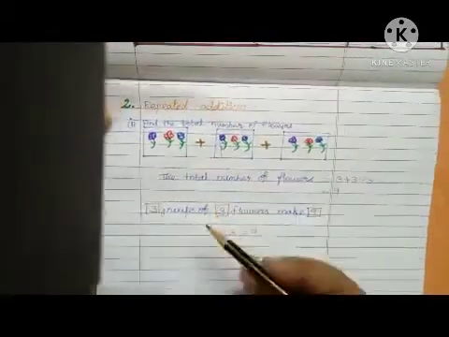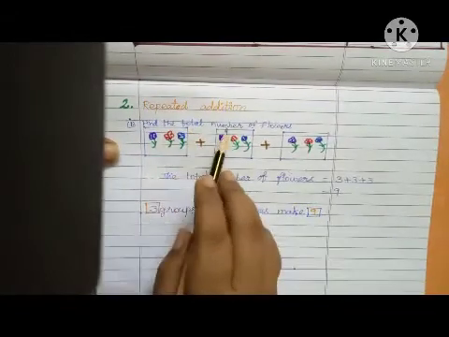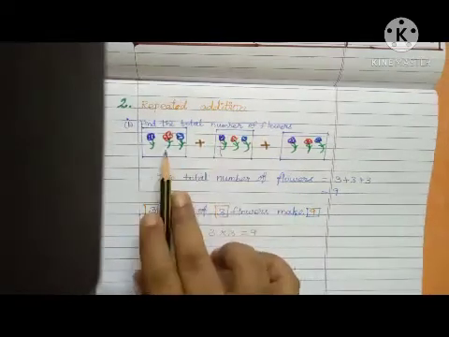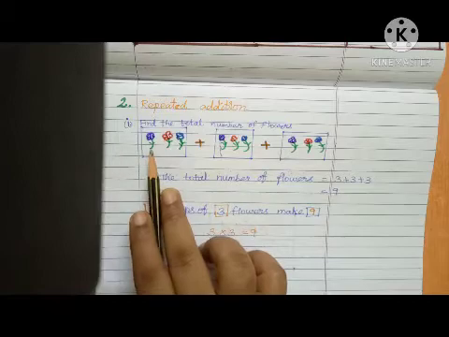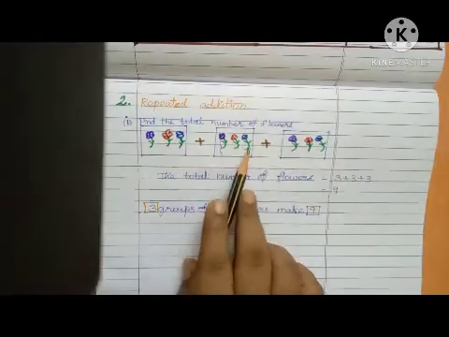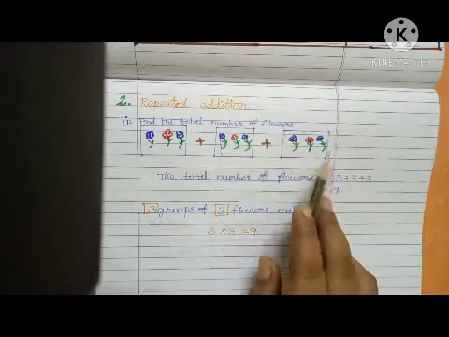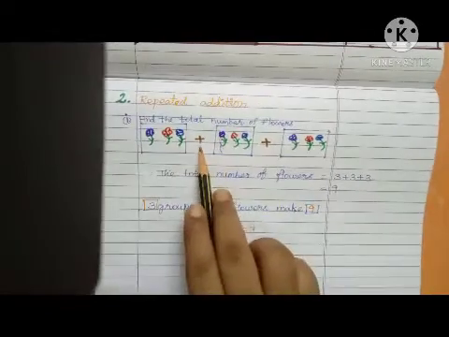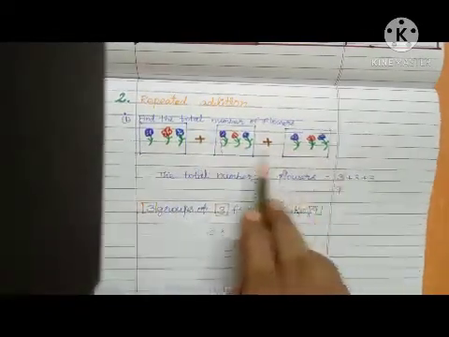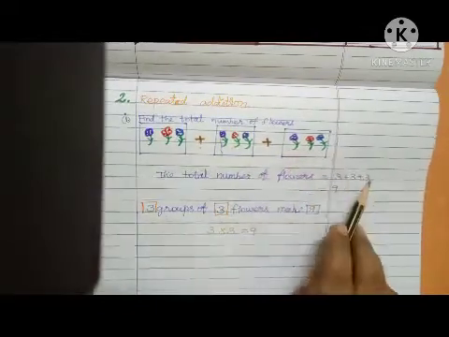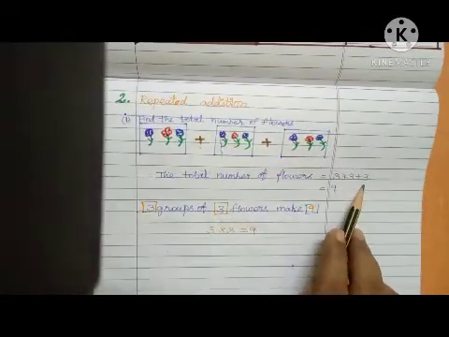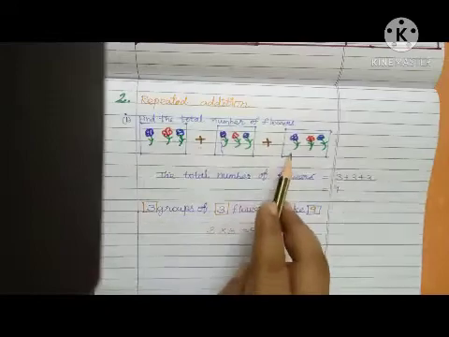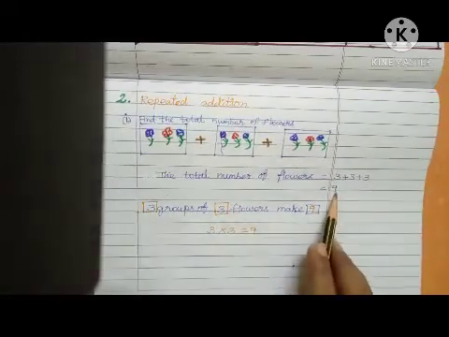Repeated addition. So first one, find the total number of flowers. Here, one box has 1, 2, 3 flowers. 1, 2, 3 flowers. 1, 2, 3 flowers. So now for the total number of flowers, the plus symbol is given here. Write the symbol for plus. Again 3. Again 3. So 3 plus 3 plus 3. So totally how many here? 1, 2, 3, 4, 5, 6, 7, 8, 9. So the total is 9 flowers.